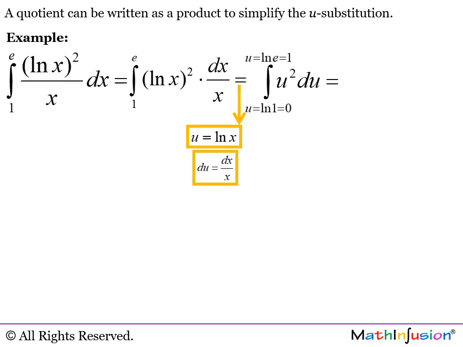Again, what are the limits of integration? When x equals 1, u is ln of 1, which is 0. When x is e, u equals ln of e, which is 1. The antiderivative of u to the power of 2 is u cubed over 3. And now when I substitute the limits and take the difference, I get 1 over 3. Pay attention, at 0, u to the power of 3 over 3 is 0.